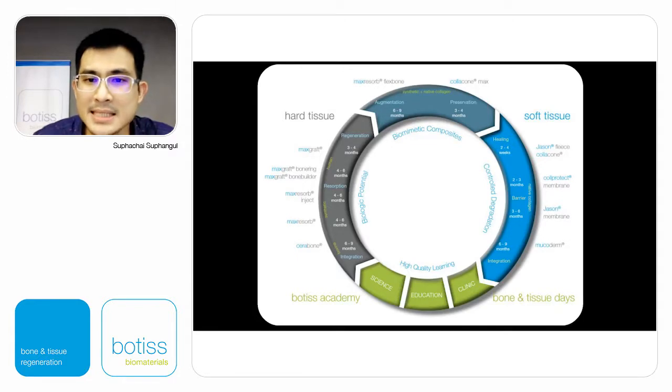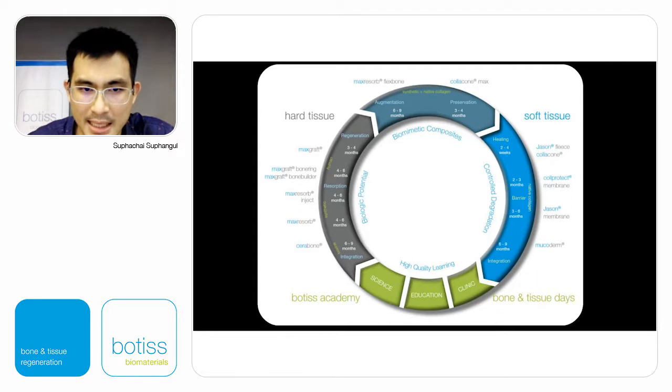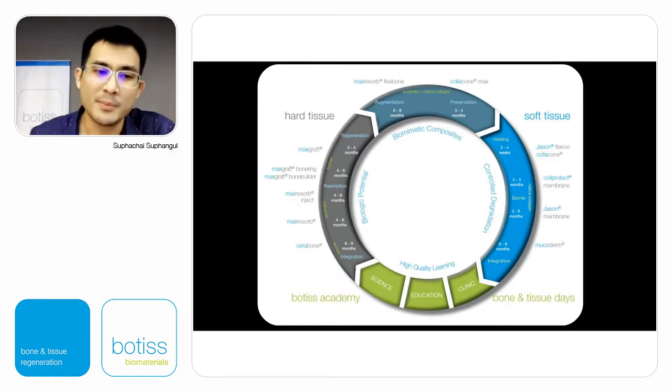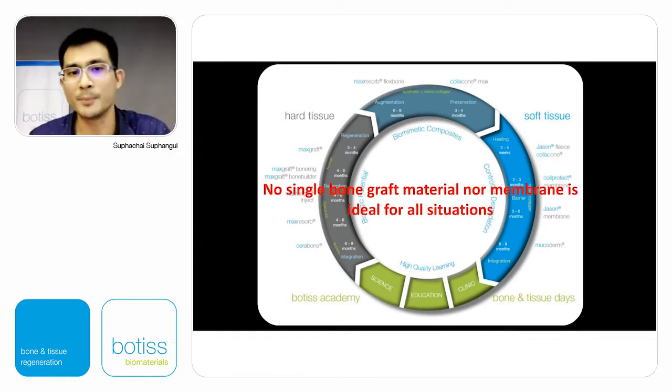Okay, this is the view for the hard tissue on the left side. You see the botiss has the graft that is human bone, and the Resolve is a synthetic, and this one is cerabone, which we can refer to for osseointegration. And for the soft tissue, they have a variety of membranes. I will talk about them in more detail.